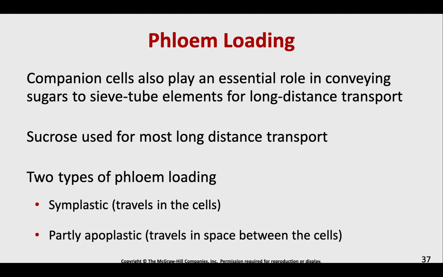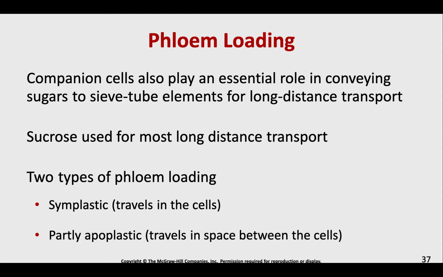All right, but we don't just have sieve tube elements, we also have companion cells. These companion cells play a really important role in conveying the sugars into those sieve tube elements. They're helping to load the sugars into the phloem. A lot of times the sugars will be made into the form of sucrose for long-term travel. So glucose is what's typically produced. Glucose will be turned into sucrose for long-distance travel.